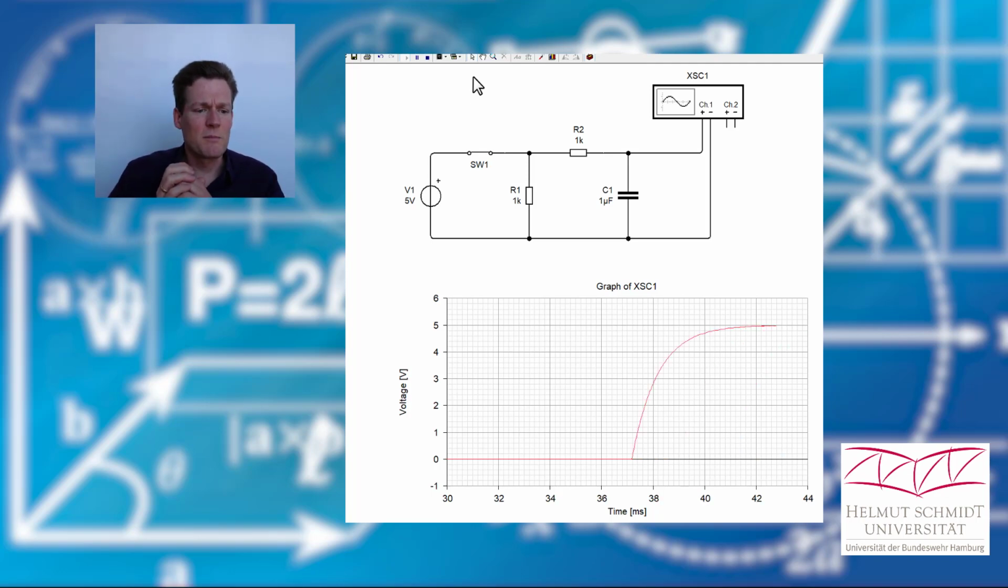okay, the voltage at the capacitor is increasing, but you see it takes some time until it reaches its final value. Let's disconnect the source and let's see what happens then. Okay, the voltage at the capacitor decreases, but again it takes some time until it reaches the final value of 0 volts. What happens there?